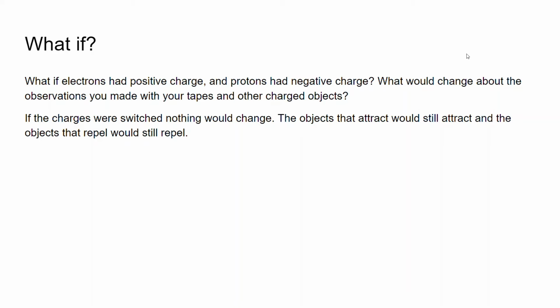So the what if question for the lab is, what if electrons had positive charges and the protons had a negative charge? What would change about the observations you made with the tape and other charged objects? If the charges were switched, nothing would change. The objects that attracted would still attract, and the objects that repelled would still repel, because they would still remain opposites to the objects that they were before, or they would still remain the same charge.